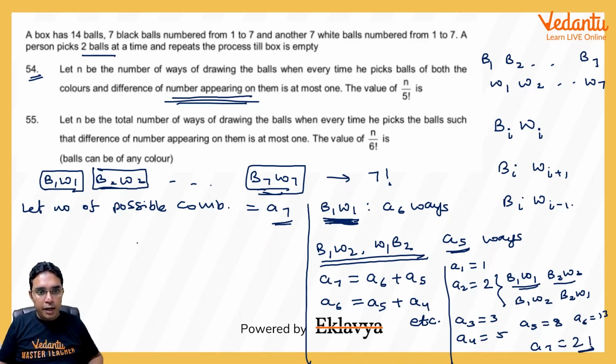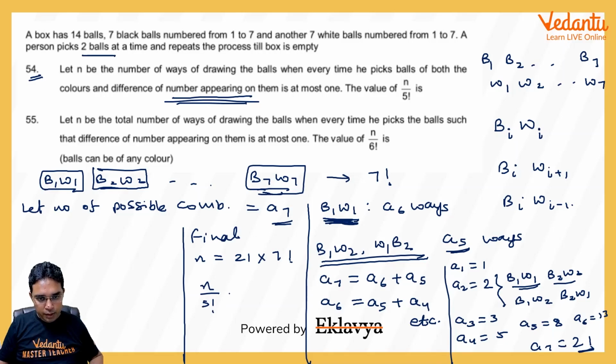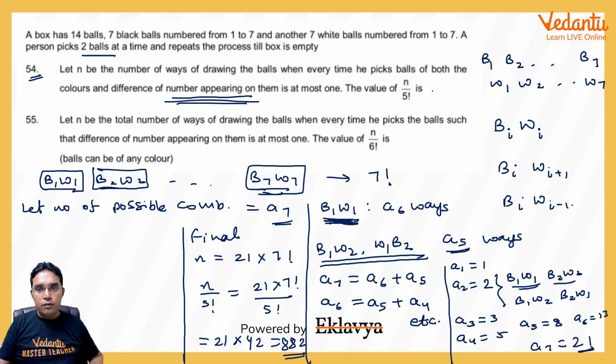Okay, so what will be the final answer? Let me write it here. Because we have to arrange them also, the final answer n would be this A7, that is 21 into 7 factorial. And they are looking for n upon 5 factorial. So it will be 21 into 7 factorial upon 5 factorial. So this comes out to be 21 into 42. I think it comes out to be 882. Yeah, 882 will be the answer for this question.